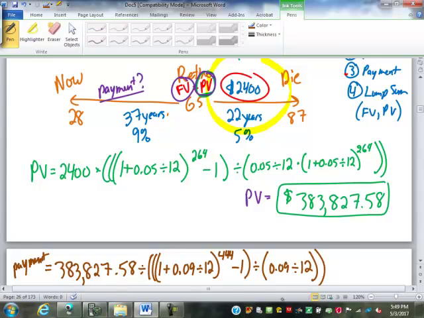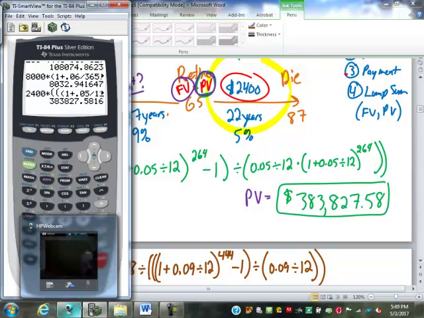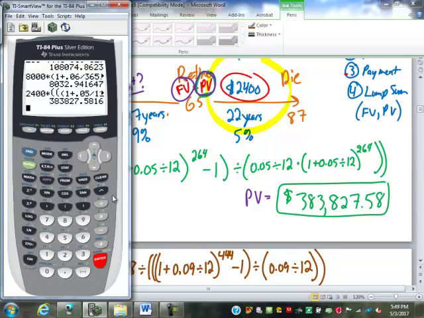12, yep. No. This is in the accumulation phase, so we're done there. So 383,827.58. This is going to be divided by 3 parentheses, 1.09, 1 plus 0.09. Do I? Darn it. There we go.